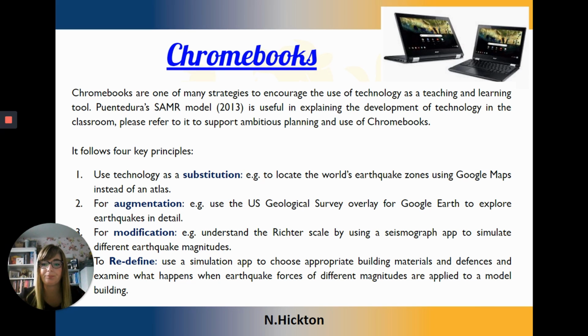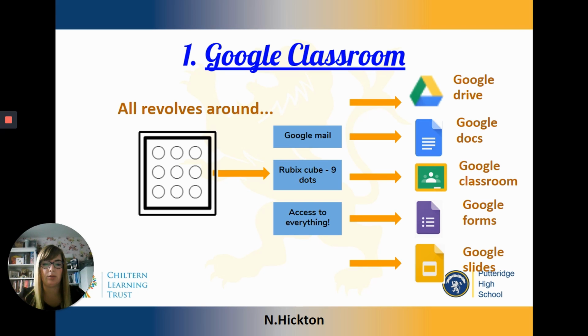So the first thing I'm going to go through is the essential basis of Google Classroom, and it all revolves around the 9 little dots that I refer to as the Rubik's Cube, which you'll find in the top right-hand corner if you open your emails. Essentially, if you click on these dots, you have access to everything Google. You can add on additional things as well. You can scroll through all of those things. Those are the ones I'm going to talk through in a moment, but there's obviously plenty more available.